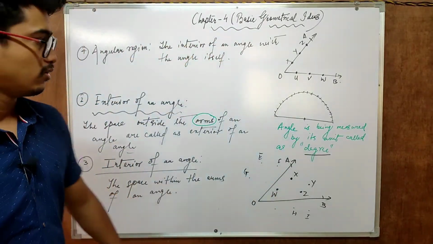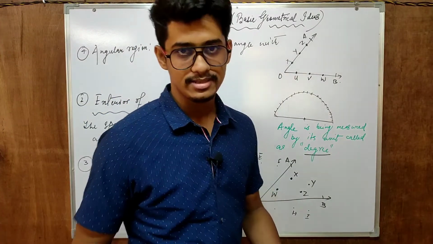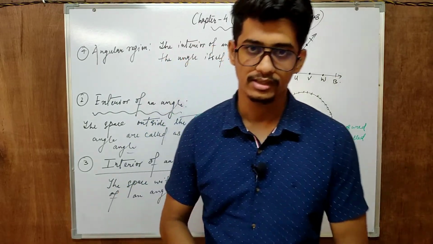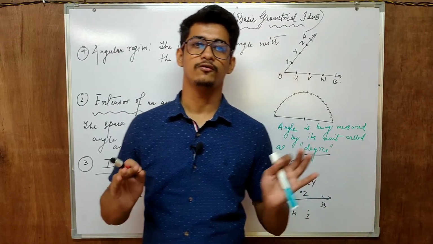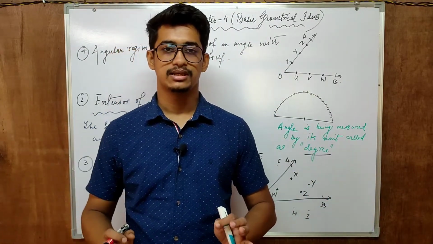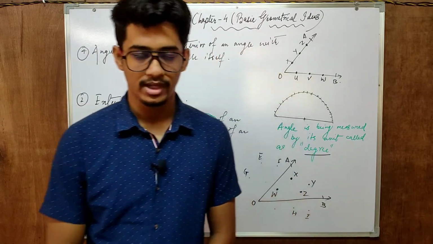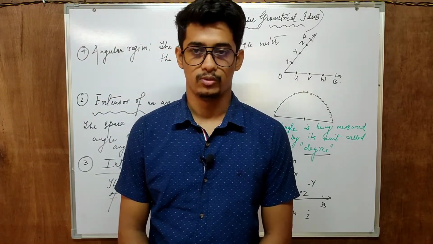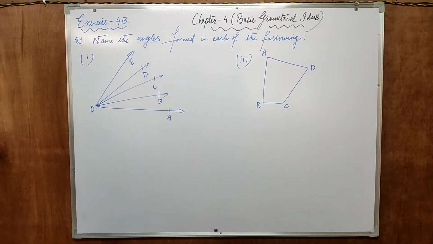So now we have understood what exactly an angle is, what the exterior of an angle is, the interior of an angle, and as well as the angular region. So now we are officially eligible to enter exercise 4B. So let's just start exercise 4B now. Alright, so let's start exercise 4B by looking at question number 1. So what is question number 1?